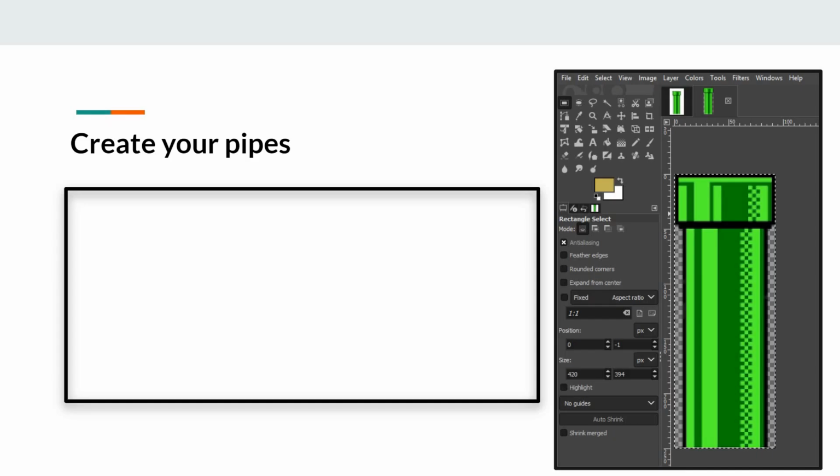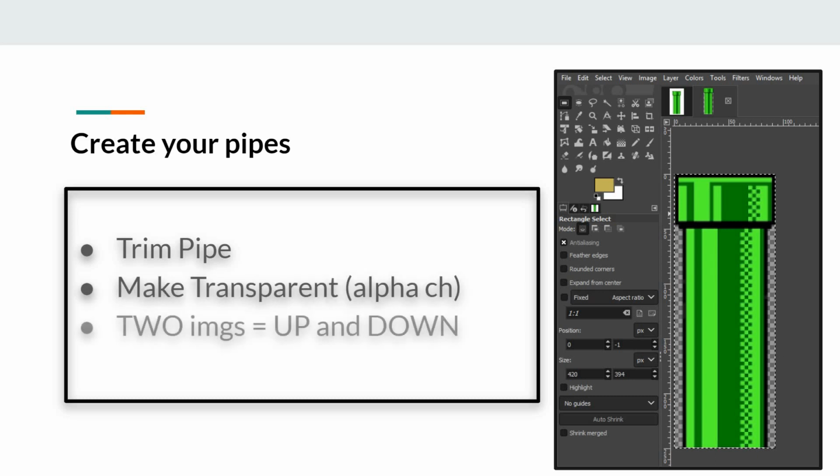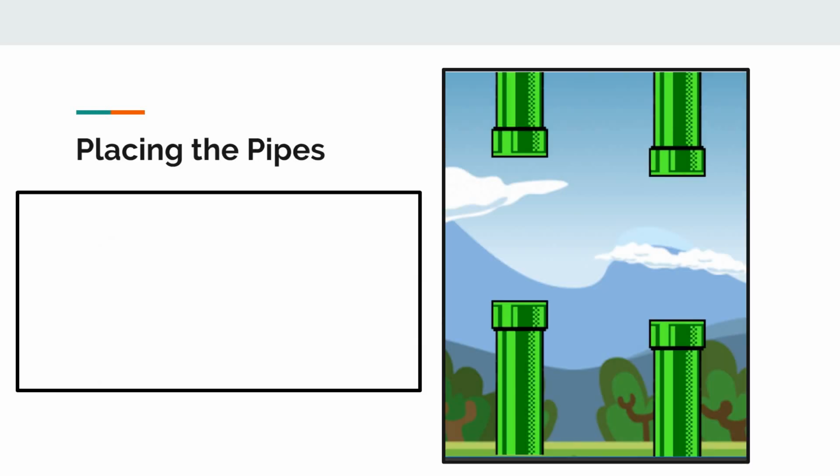So first of all, let's think about our pipes. We've already talked about creating them. You're going to trim them, make them transparent, and make two images, one of them flipped upside down. I haven't talked about that yet, but if you go into image, there's a drop down that says transform, and you can flip it vertically, and then you'll have two separate images. I did bottom pipe and top pipe. That's what I called mine. And then, of course, scaling it to 25% of the window.